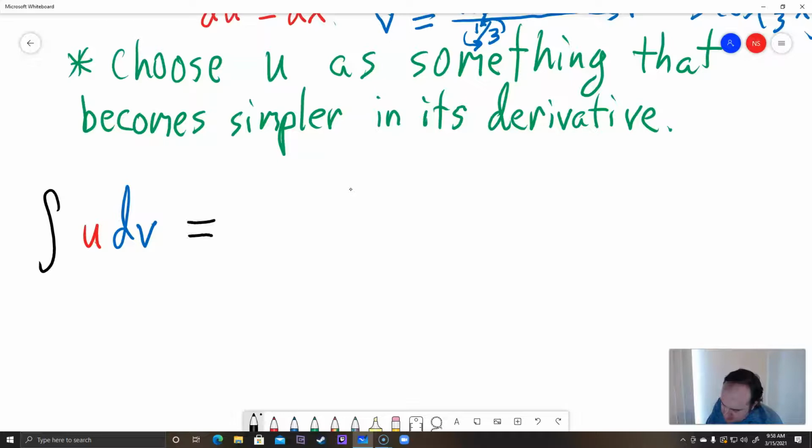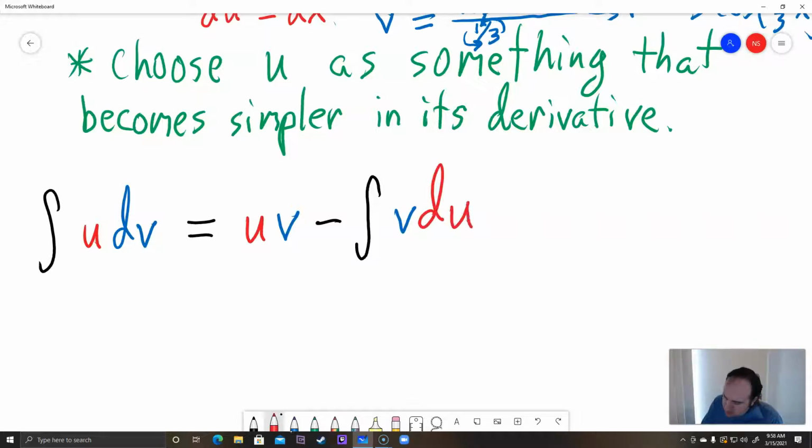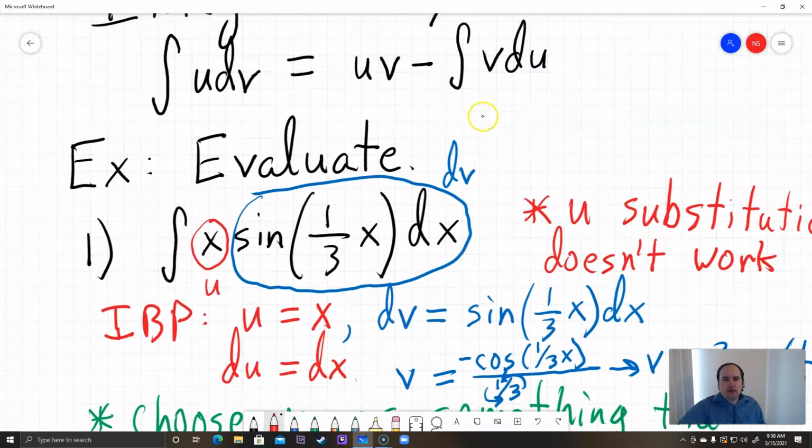is equal to, we said the formula was u times v minus the integral of v du. Right, that's the integration by parts formula that I wrote up here. uv minus the integral of v du. So on the right side, if we did our integration by parts correctly, this should be something that should be easier to take the integral of.